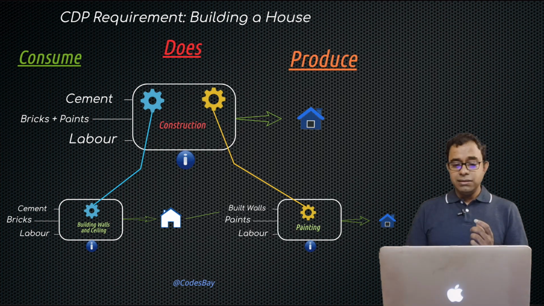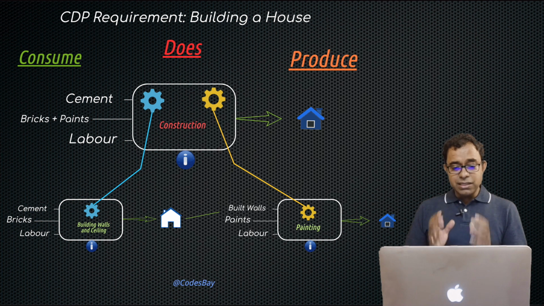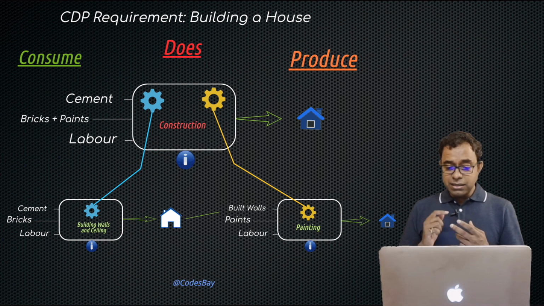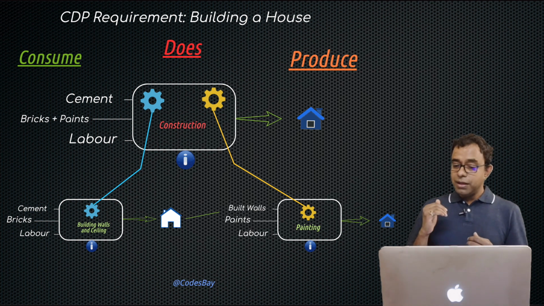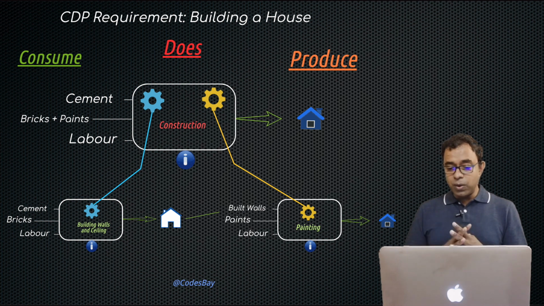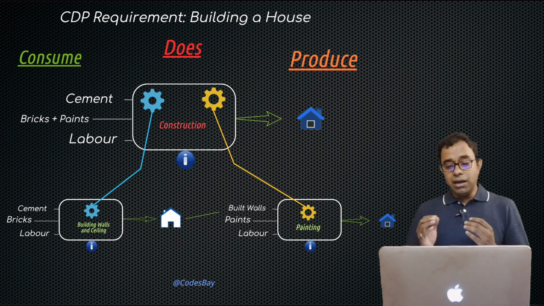Now here is how it will look in a CDP model. You can see now, right? There is a bigger requirement which consumes cement, brick, paint, and labor, and does construction, to produce the house. But there are two smaller requirements. One requirement is building wall and ceiling. Building wall and ceiling takes cement, bricks, and labor. It produces the house with walls and ceiling. That goes as an input to the painting requirement. It takes paint as an additional thing, plus labor, and produces the house.